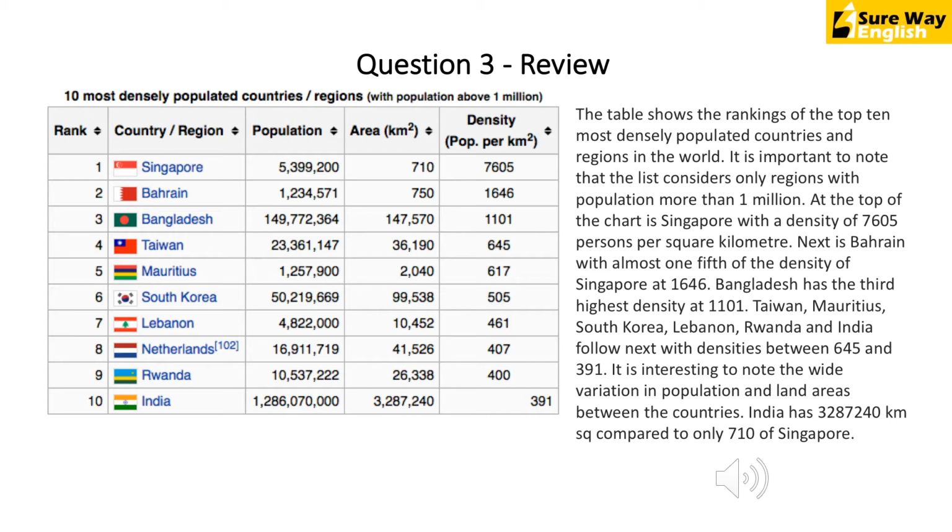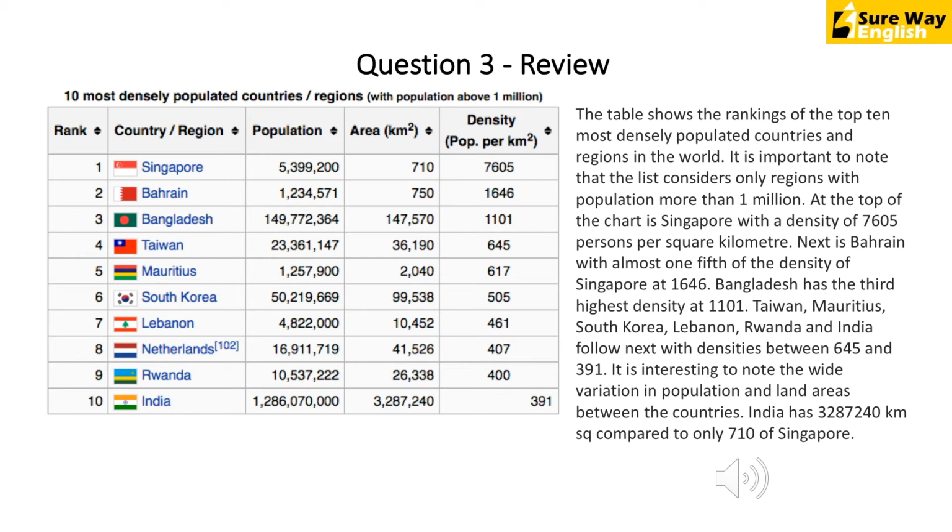But the first important thing, you have to start with the most densely populated country, that is Singapore. That's what's mentioned. The next is Bahrain. You have to draw a comparison between them. So instead of saying that Bahrain is 1646 and Singapore is 7605, you can just say that Bahrain is almost one-fifth of the density of Singapore at 1646 compared to Singapore's 7605.